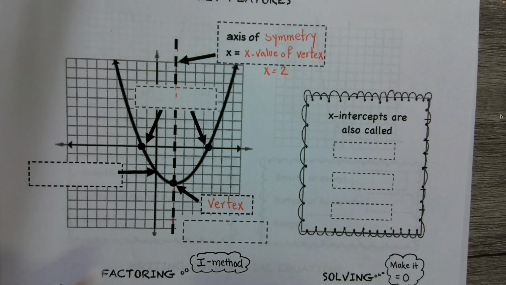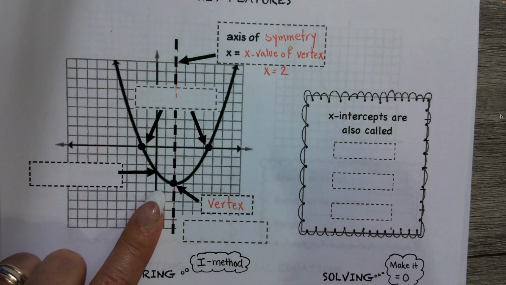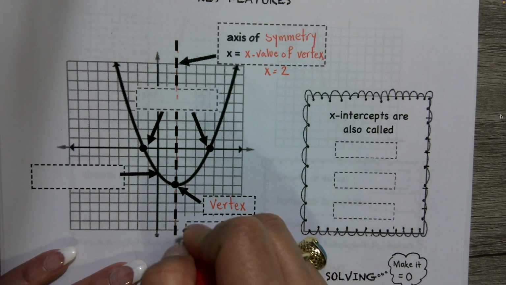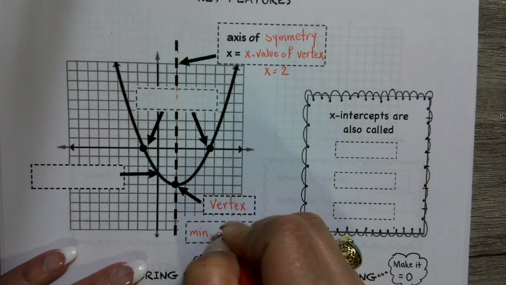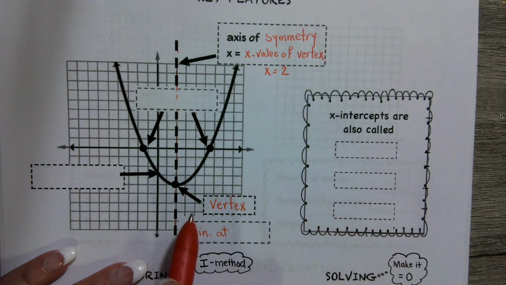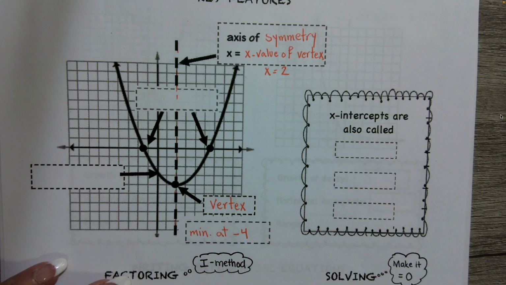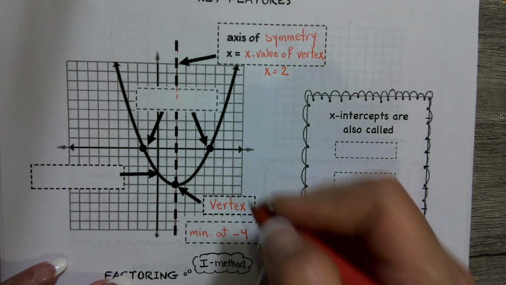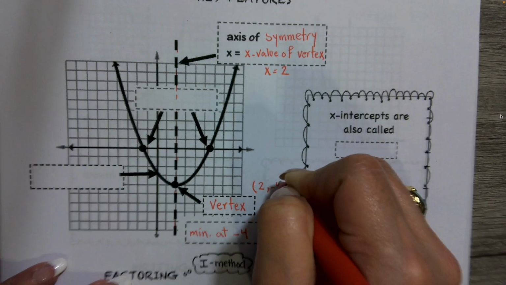Now, this point, for this case, it's a minimum. And it's minimum at what? What is this point? -4. The vertex coordinate for it is 2 and -4.